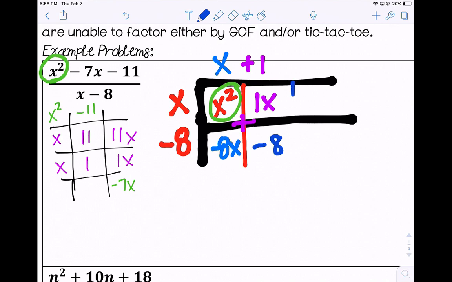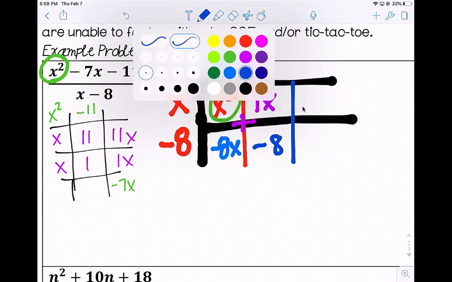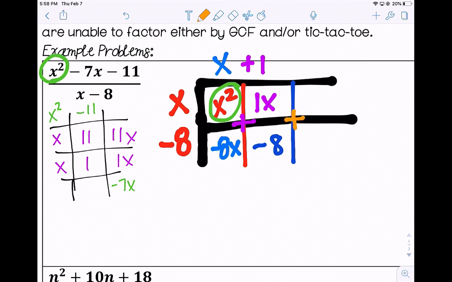Okay, so I'm going to draw this line again. Now I have negative 8. I don't want negative 8, I want negative 11. So this negative 11 is what I'm trying to get to. Again, I'm trying to figure out what I add diagonally. So what do I add here to negative 8 to get negative 11? Well, negative 11 is 3 fewer than negative 8. So I know I need to subtract 3.